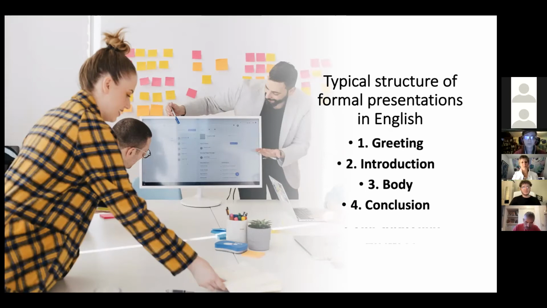Okay. So I'd like to look at 5 different parts of a presentation. I'm just going to list them here. The first is the greeting. It may sound funny to mention that, but we need to mention it because it is an important part. Then from there, you're going to move into the introduction, and I will tell you more about what that looks like. Then you're going to move to the body of the presentation.